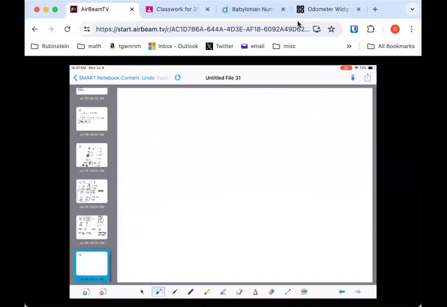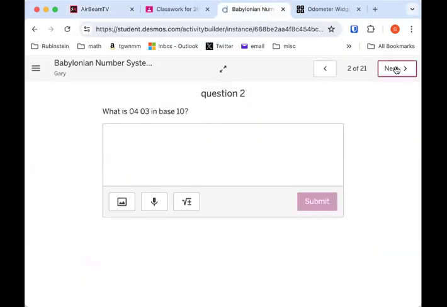And let's go to the next question. Here's a challenge for you. What do you think a 3-digit number... you might say this isn't 3 digits, this is 6 digits. No, these are 3 base 60 digits. Each digit itself has 2 digits in it.